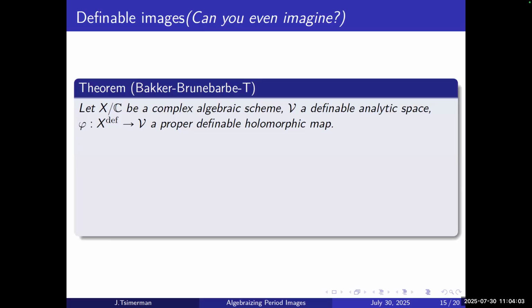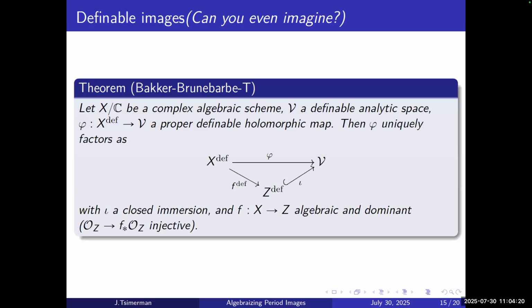You have any definable analytic space, and you take a proper definable map between them. So you have an algebraic thing mapping to, or the definabilization of an algebraic thing mapping to, a definable analytic thing. And then the theorem says that in this case, the image is algebraic, just in this general setup. This is a theorem really in definable analytic geometry, not about Hodge theory.